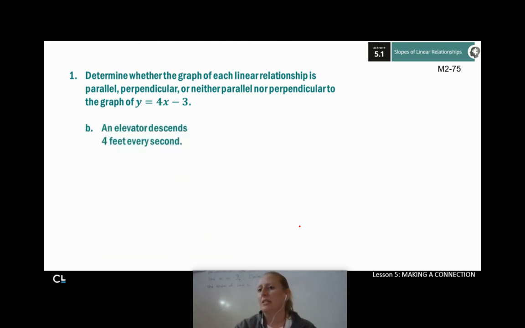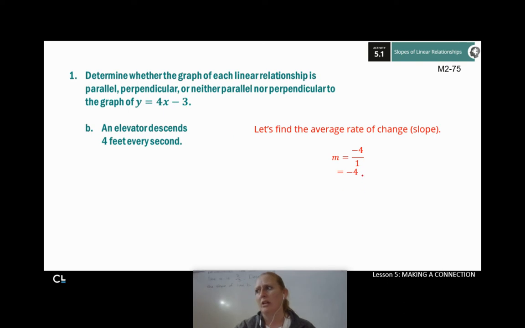An elevator descends 4 feet every second. So let's talk about that rate of change. It's descending 4 feet every second. So it's going to go down 4 feet every second. So I'm going to say my slope is negative 4 over 1, right? Down 4 feet for every 1 second of time that passes, which means my slope is just negative 4.